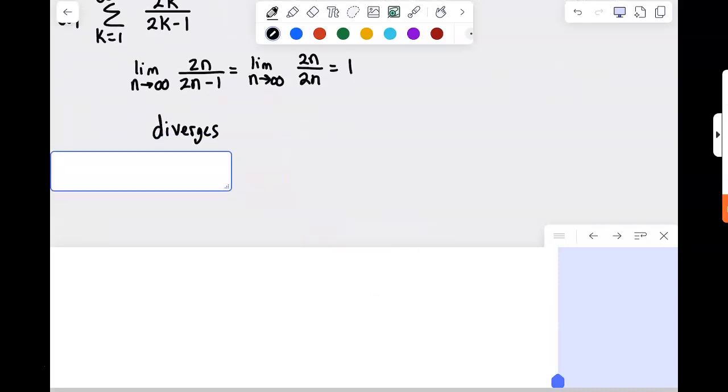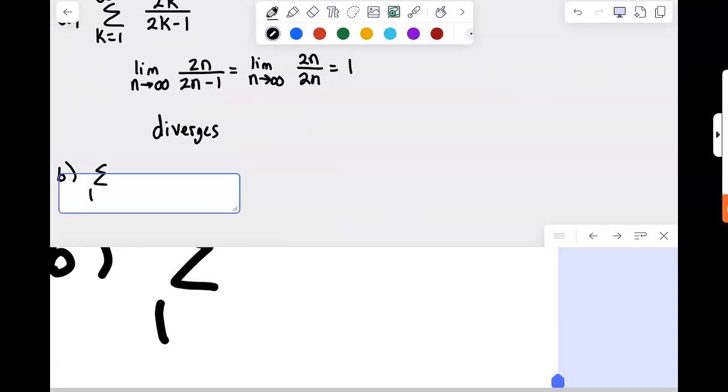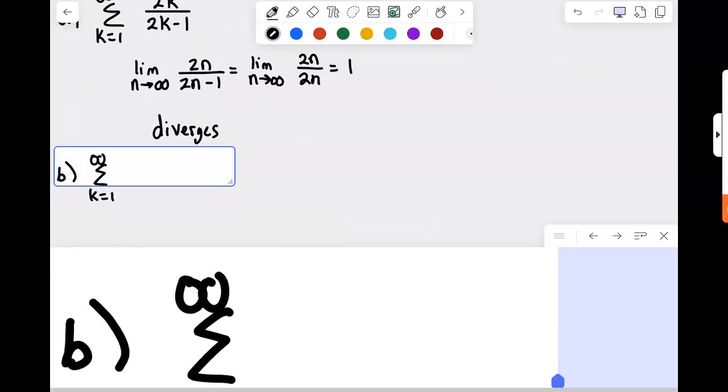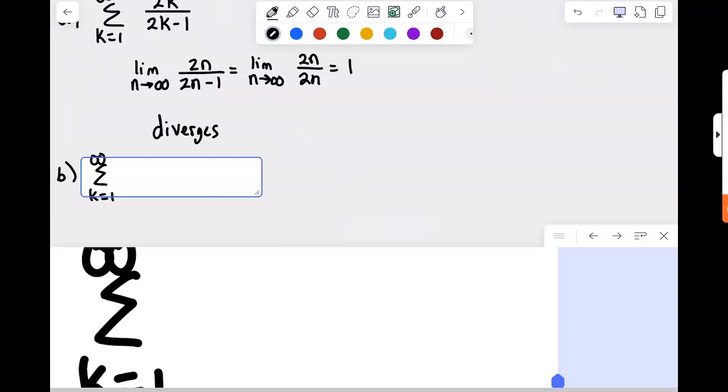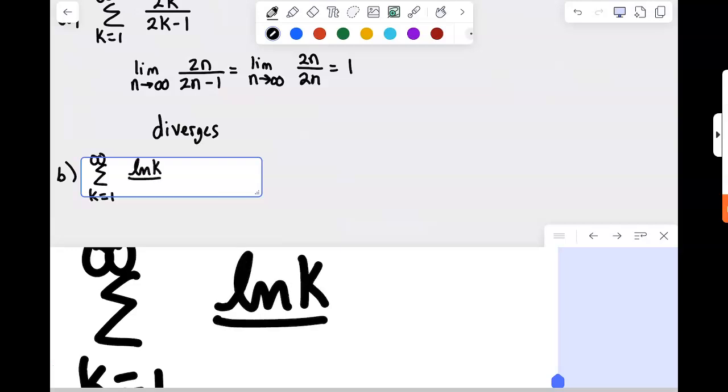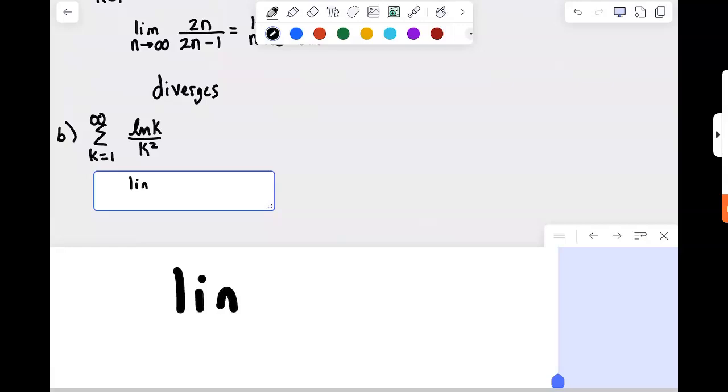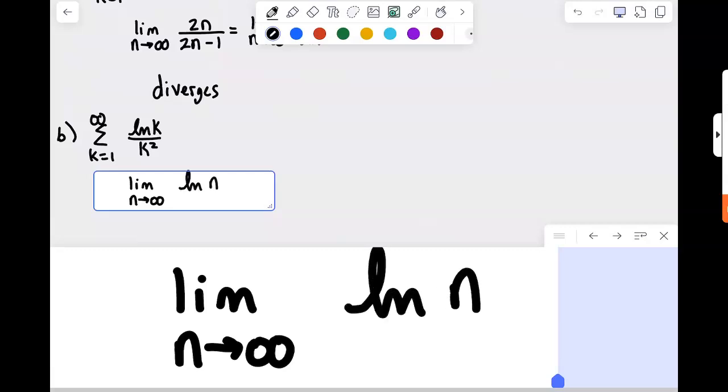Okay, let's consider a second example here. Let's consider, I guess we'll call it part B. Let's look at the series as k goes from 1 to infinity of ln of k over k squared. Okay, so we begin looking at the limit of the underlying sequence. So the limit as n goes to infinity of the ln of n over n squared. Of course, that's an infinity over infinity limit.